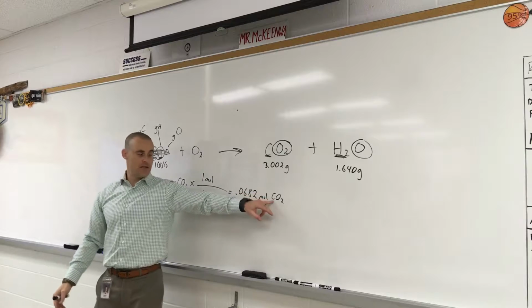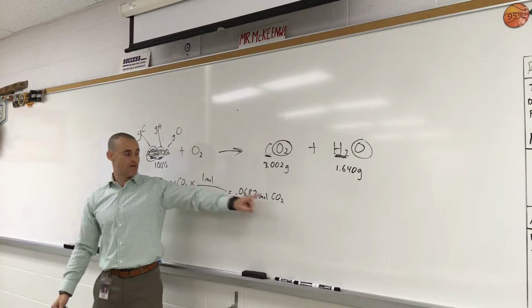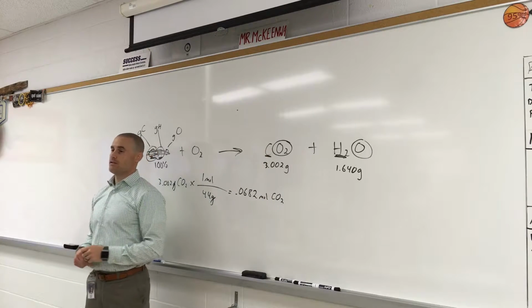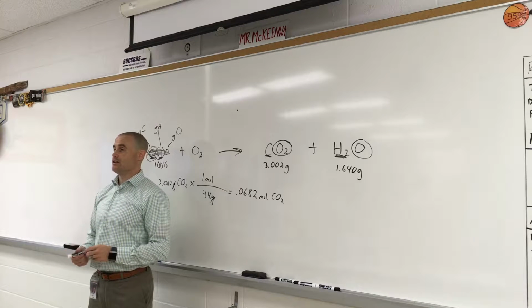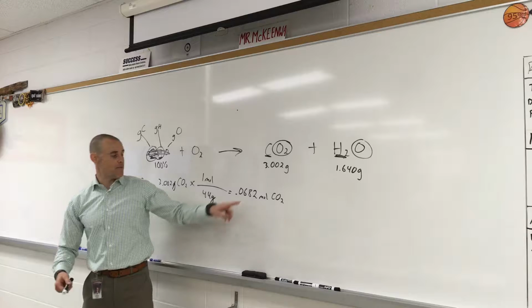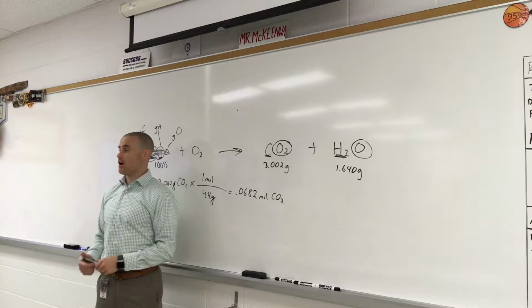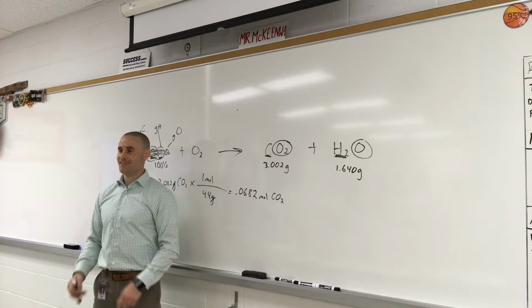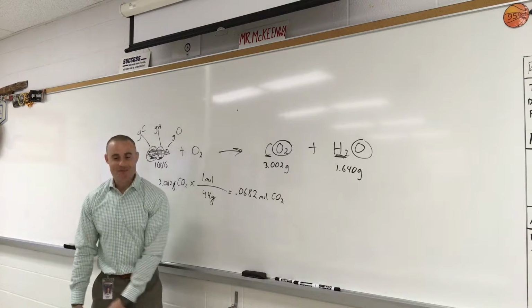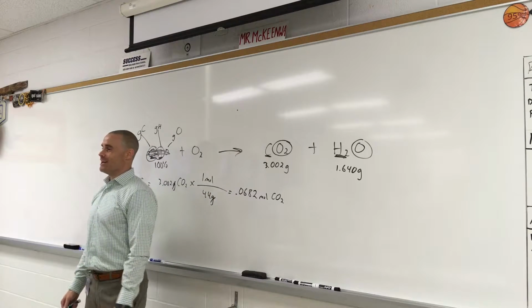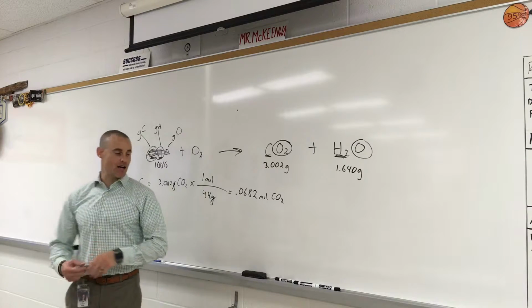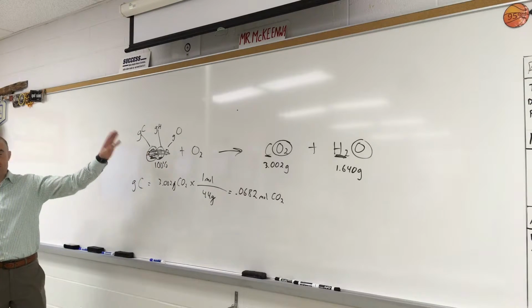If I have 1 mole of CO2, forget this number. If I have 1 mole of CO2, how many moles of carbon do I have? 1. How many moles of oxygen? 2. Okay? So if I have 0.0682 moles of CO2, how many moles of carbon do I have? 0.0682. Right? So the concept I'm trying to make is, I don't care what the formula is, right?